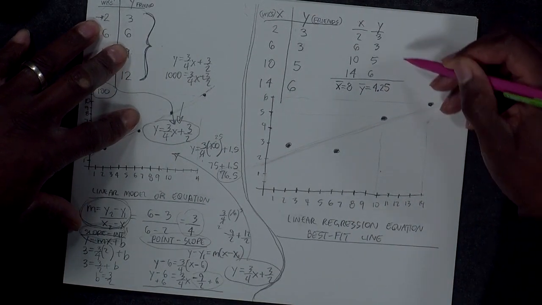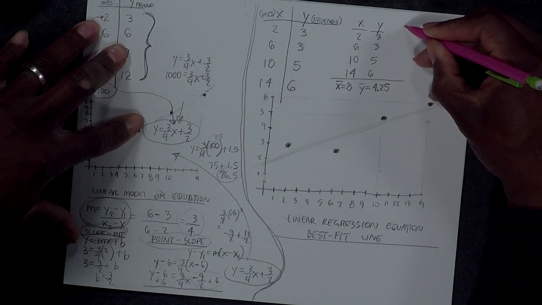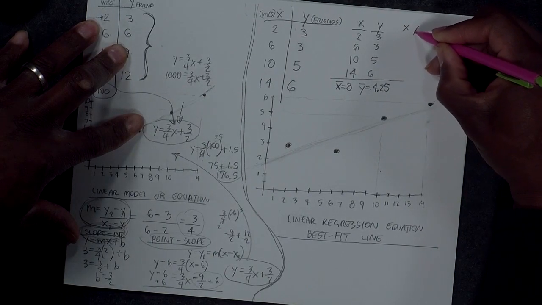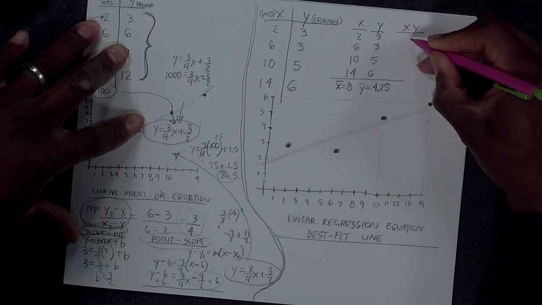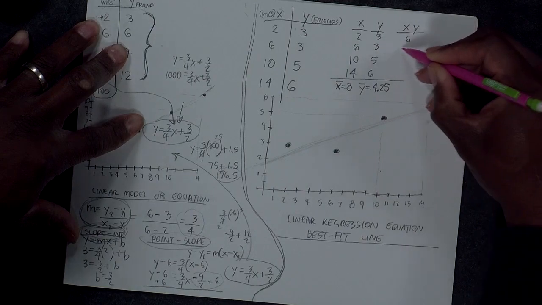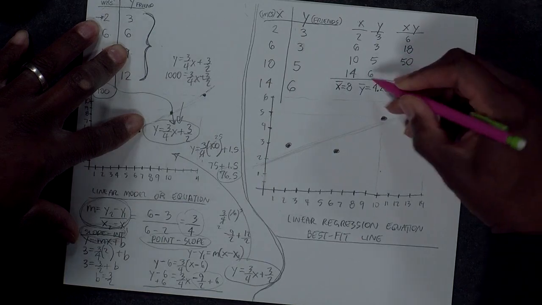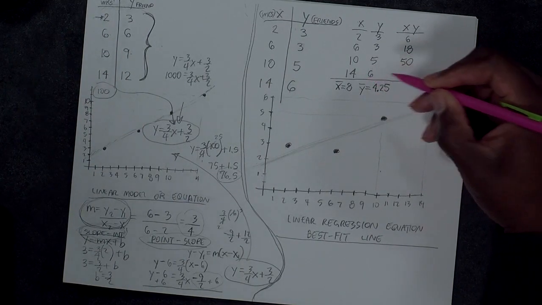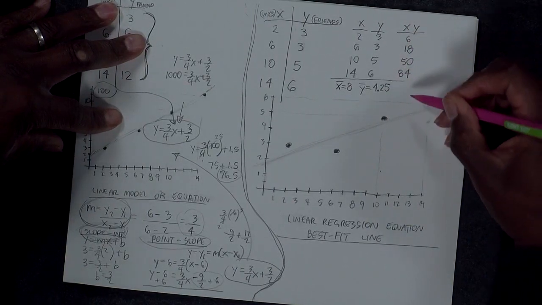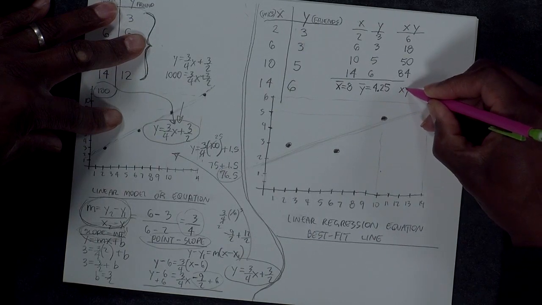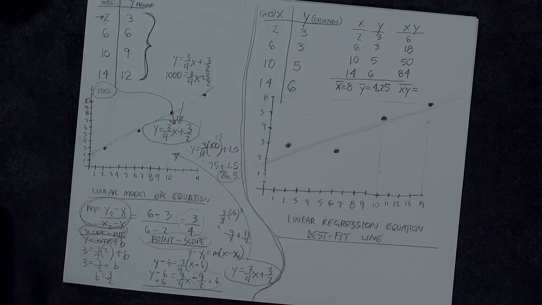To get this regression equation, we're also going to need the product of x and y. So the product of x and y is 6, and we got 18. The product here is 50, and 14 times 6 is 84. In addition to needing the product of x and y, we're going to need x y bar, which is the average of the products.